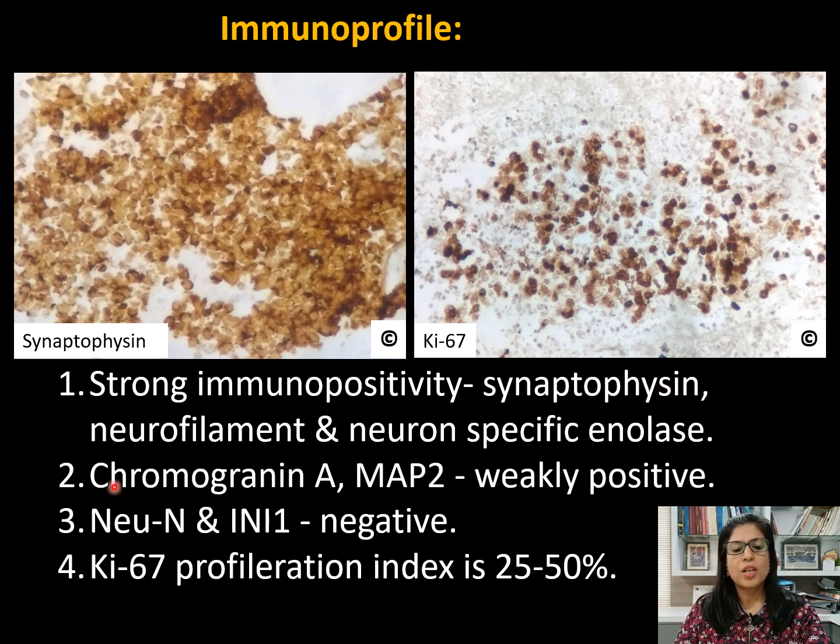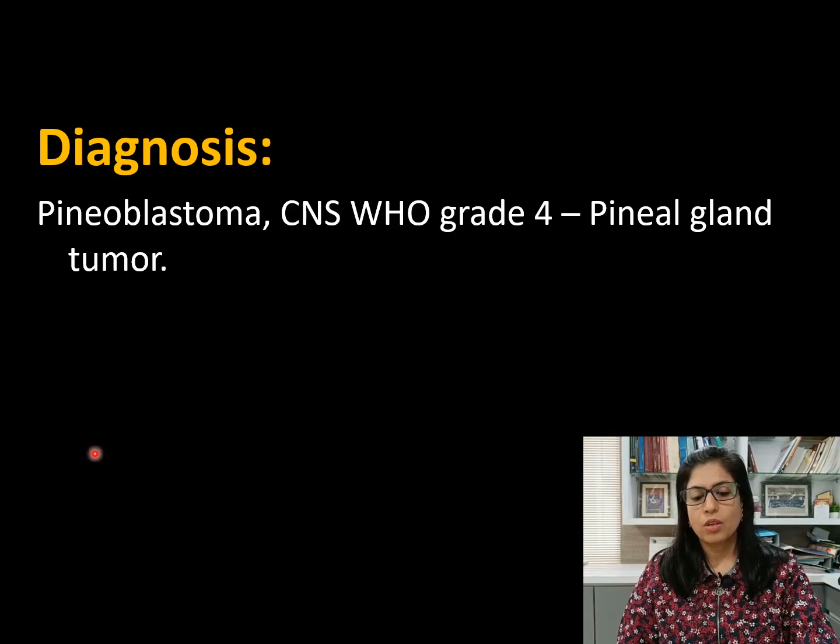Now these pineoblastomas exhibit immunopositivity for synaptophysin, neurofilament, and neuron-specific enolase. Chromogranin A, beta-tubulin, and MAP2 are weakly positive. These are GFAP negative tumors, and the proliferation index usually ranges between 25 to 50%.